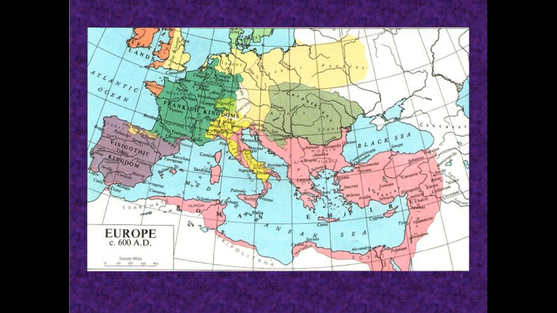This is Europe in 600. You have Frankish kingdoms, you have the Visigoth kingdom, and again, over in this area, you're dealing with the Vikings coming down, forming Kievan Rus here, and then Constantinople here.